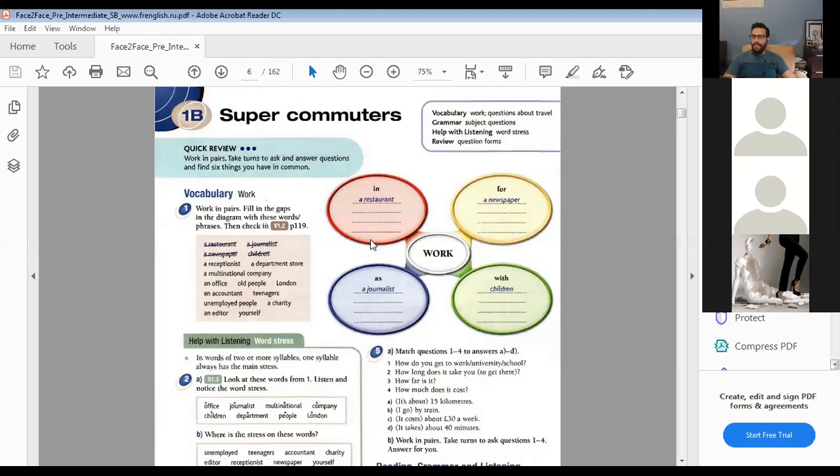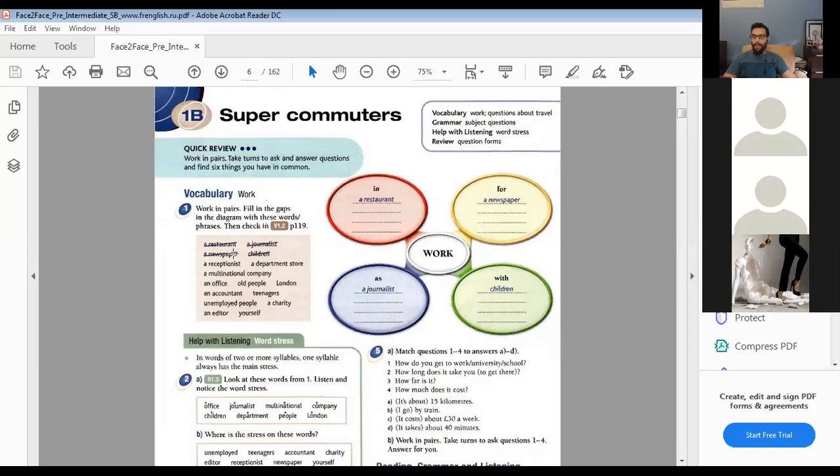So let me explain the exercise for you, okay? The idea is we want to say the verb work, and we want to use it in 4 different ways. So we can say work in a restaurant, for example, but if we want to say work as, we can say work as a journalist. We can also say work for, like work for a company or work for a newspaper. And we can say work with. So we can say work with children or work with teenagers, like Mohammed just told us now.